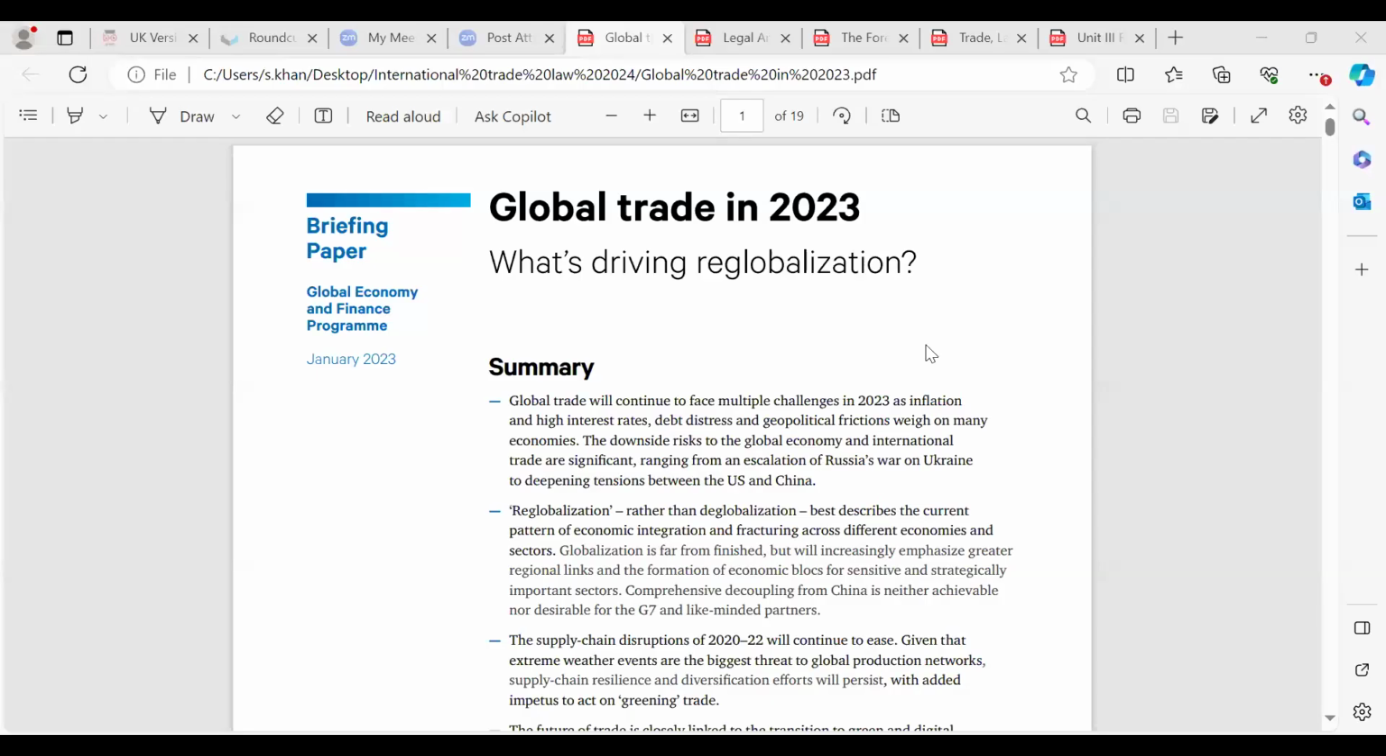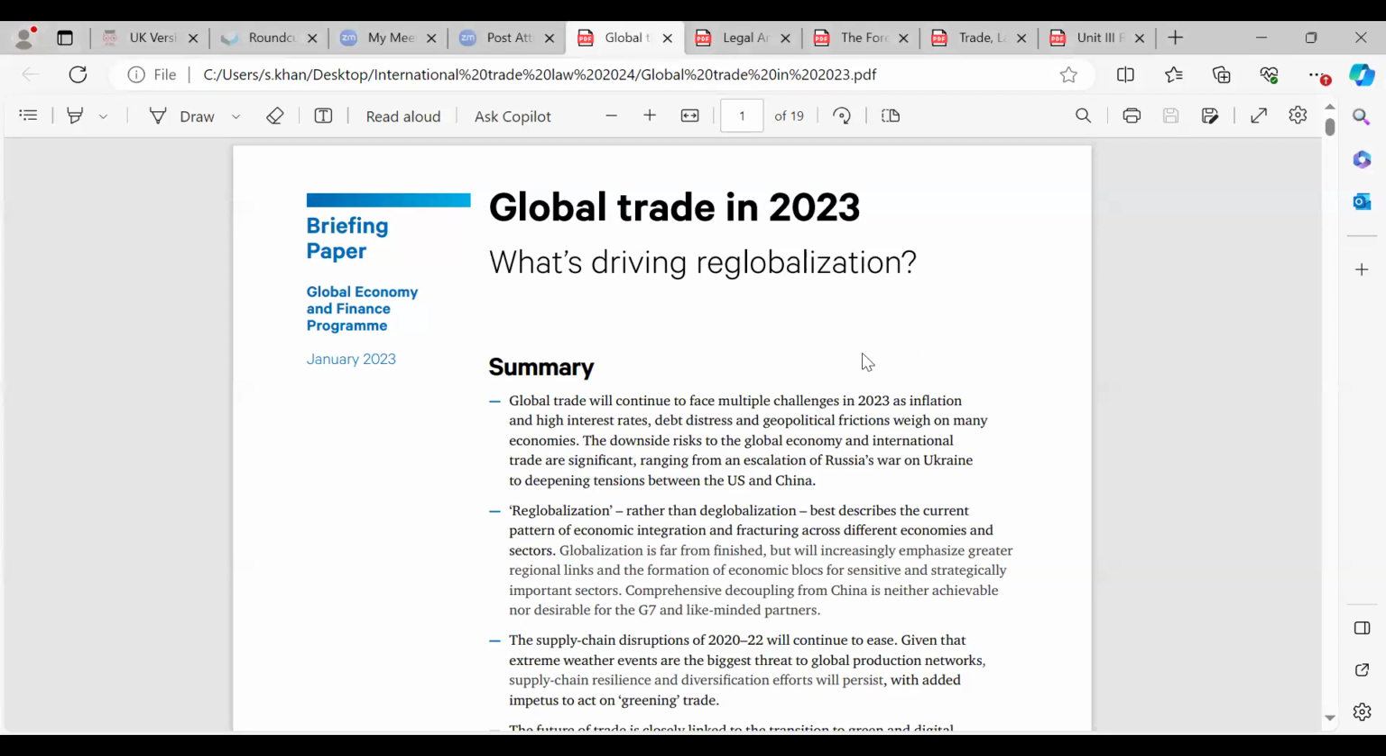I'm just going to share some of the articles that we've got in regards to international trade and the importance of using these articles, because it's quite interesting how these articles help you develop your understanding of global trading. So the first article is, and these are all available for you as additional reading on Moodle as well, Global Trade in 2023.